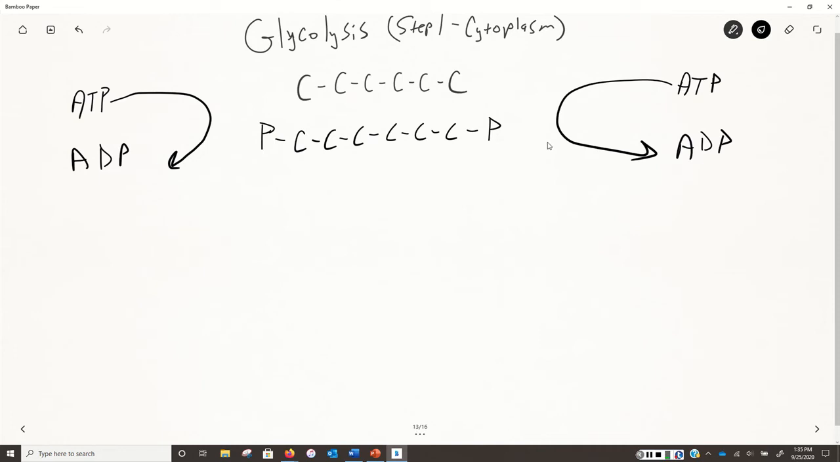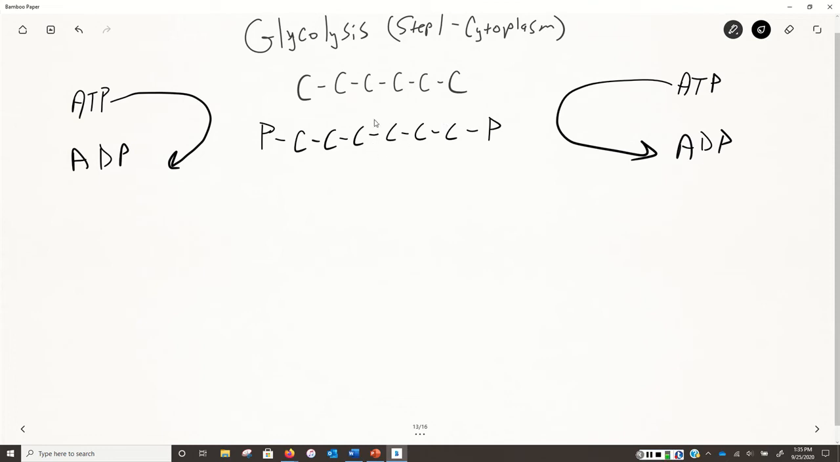Well, why did we do that? If we're trying to make ATP, why did we just use ATP? Well, because in order to split glucose into something that we can use, we actually have to invest a little bit of energy. What kind of energy? Well, energy to split this glucose in half.